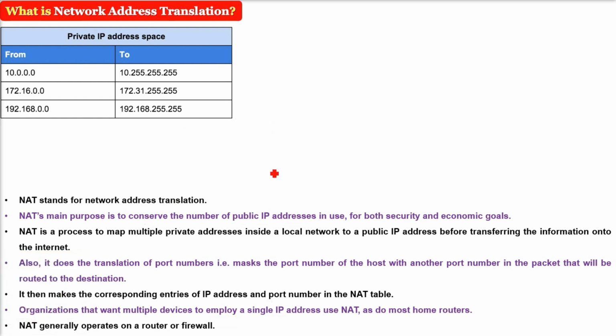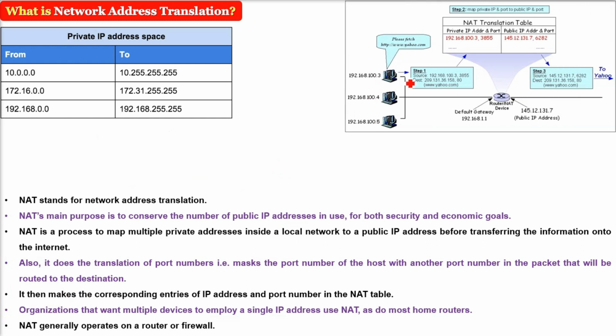Now let us see an example. How does it work actually? Here we have on the left three systems, and 192.168.100.3, all these are private IP addresses. So there is a small network being formed. Now the private IP addresses are different here. The first system wants to connect to yahoo.com. Its private IP is 192.168.100.3, and the destination will be 209.131.36.158. The source is the source, and the destination is Yahoo.